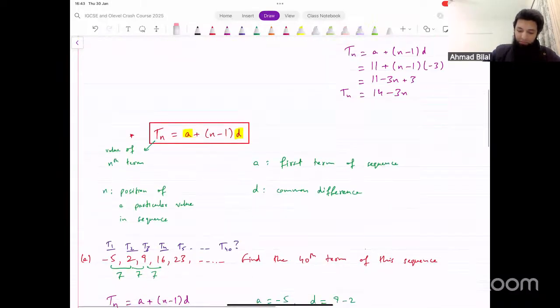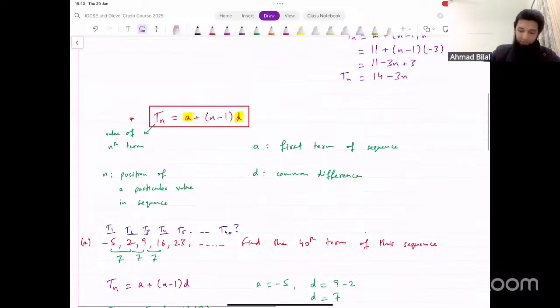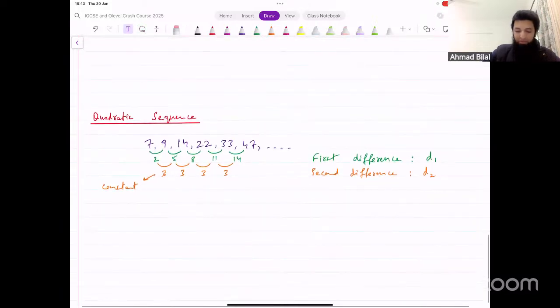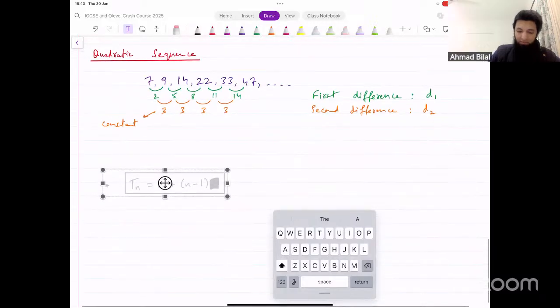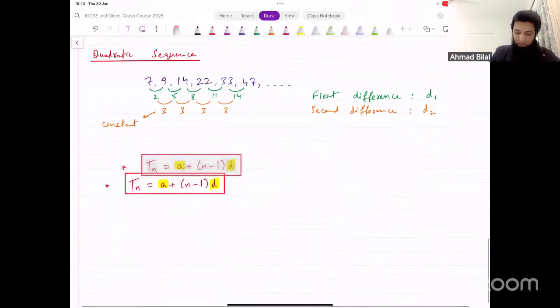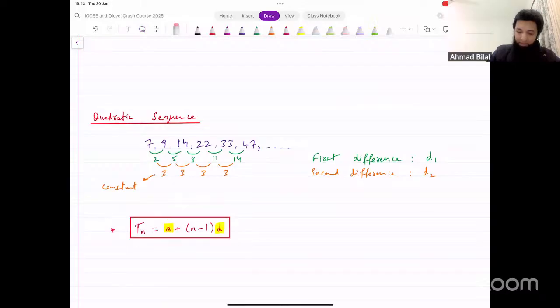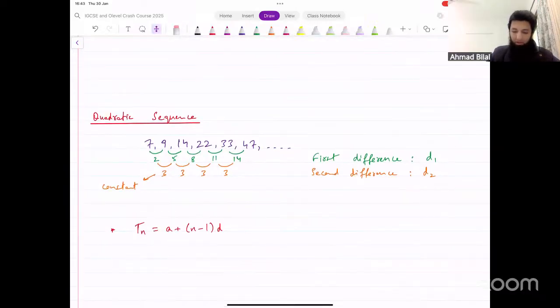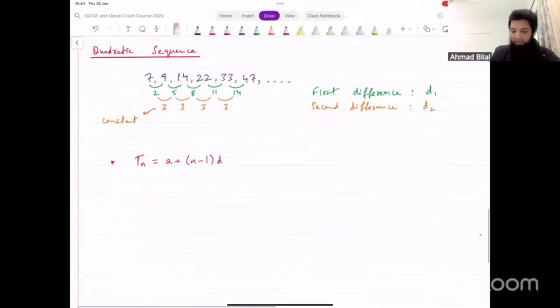Remember this formula for the linear sequence? It was a plus n minus 1 times the difference. We can write a similar formula for a quadratic sequence as well that starts from the same thing. It starts like this. Tn equals a plus n minus 1 times d. Okay, that's the formula for a linear sequence. For a quadratic sequence as well, it starts like this. But then this is d1, right? The difference that we've got here. This is d1, the first difference.